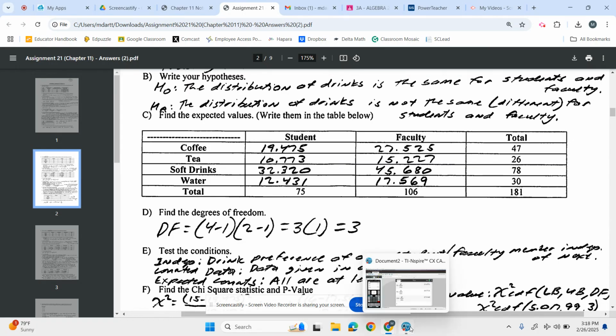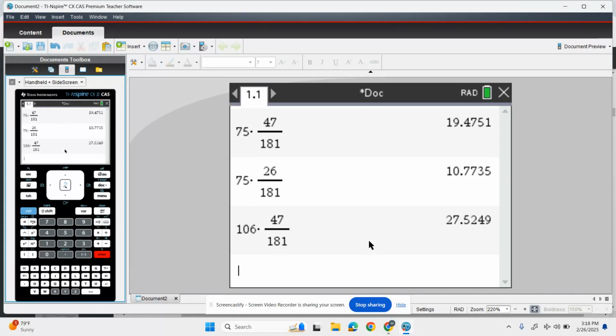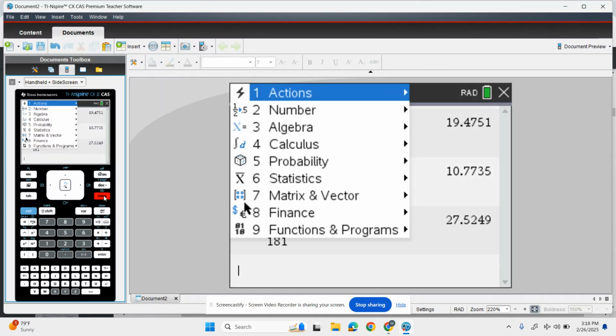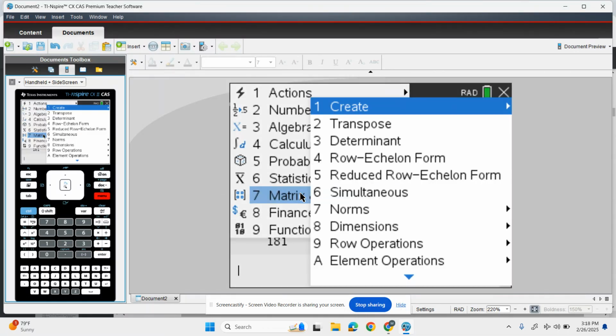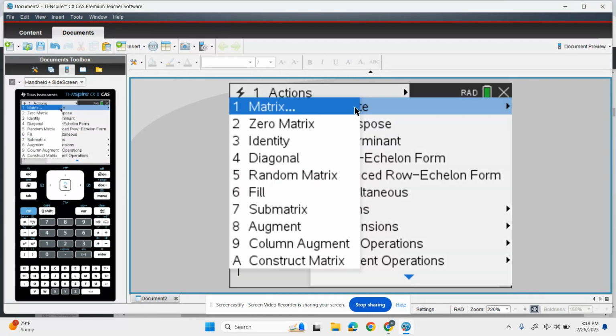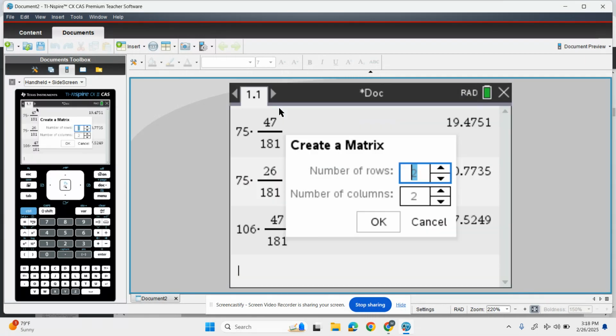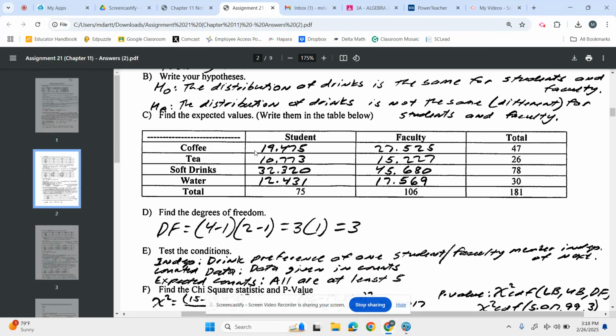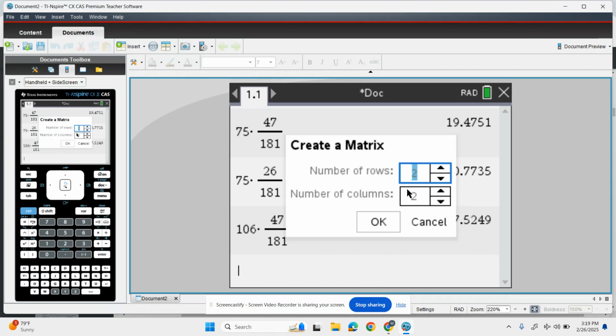All right. Now we're going to talk about how to do the significance test. Now this one you're going to have to create a matrix. So I hit menu, and right here it says matrix, and I'm going to create a new one. The rows go across. So there were 4 rows and 2 columns. Remember, do not include the totals. So I'm going to make it 4 and 2, and then hit OK.